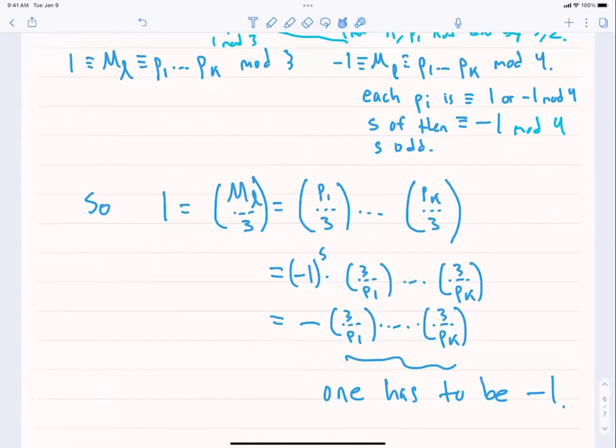So the main idea to get out of this is that what we did looked a lot like Pepin's test. We just had to work in a more complicated setting to arrange to get a power of 2. And all of this had to do with the difference between subtracting 1 and adding 1.